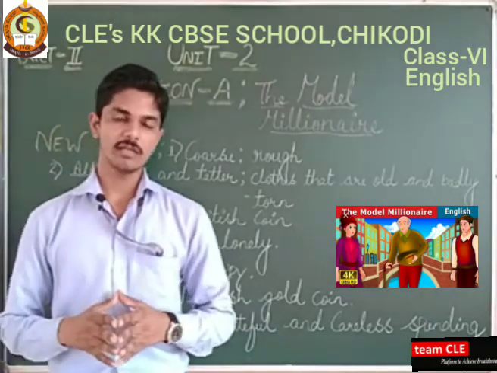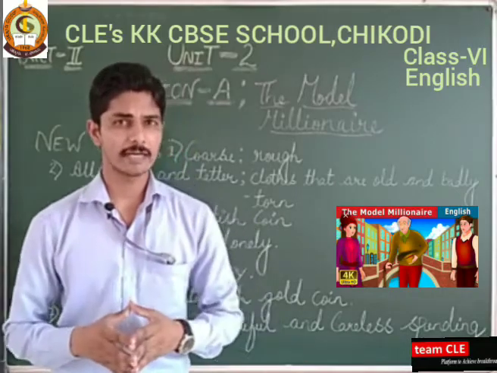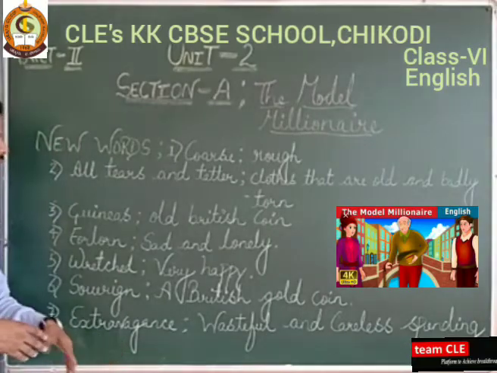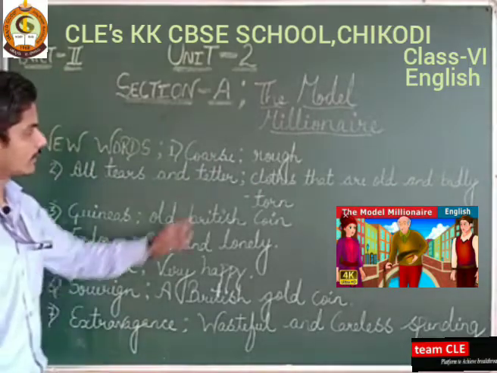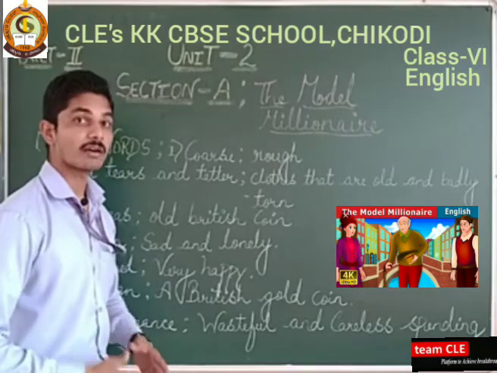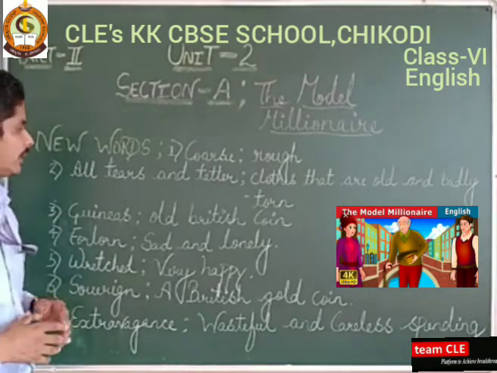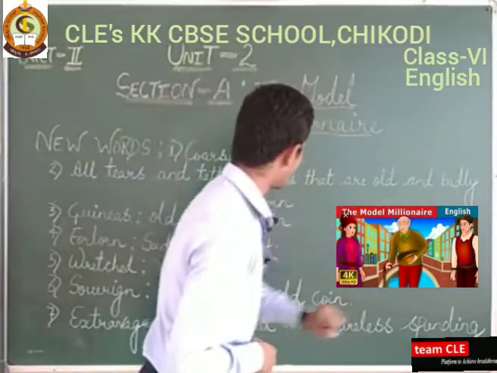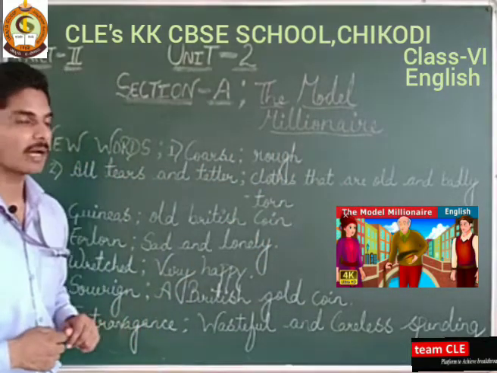For the time being student, watch this video thoroughly, understand it, and write down all the main words which are here on the board. Which ones? Just repeat them. Coarse means rough. This word goes to the appearance of the old man. He is wearing rough clothes while being a model for the painting. Tears and tatters: clothes that are old and badly torn. Whose clothes are old and badly torn? That old beggar man's.